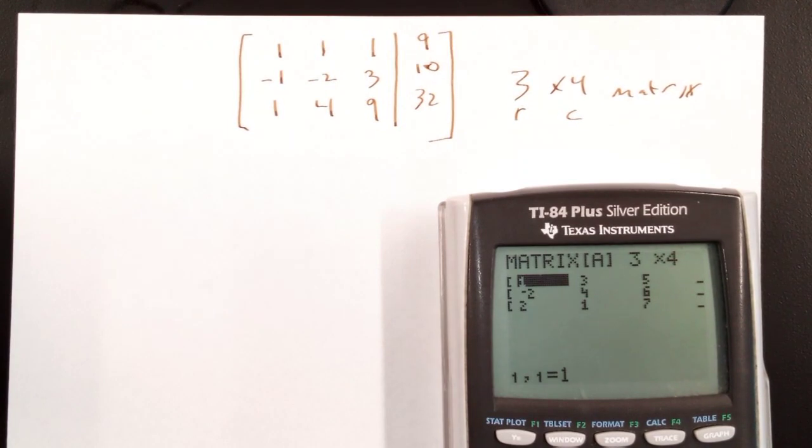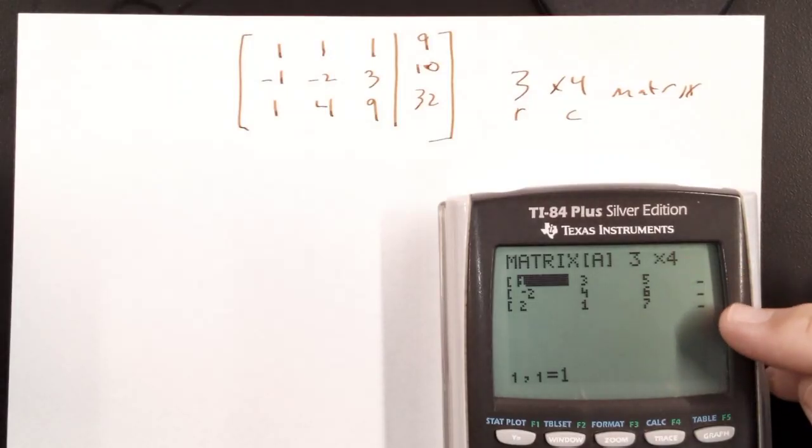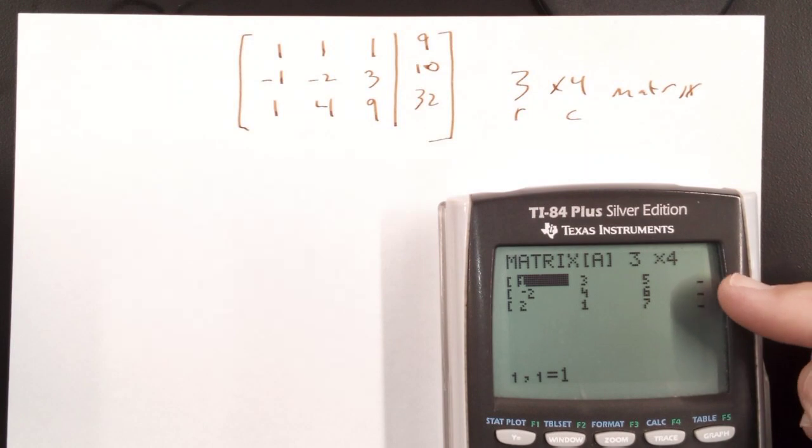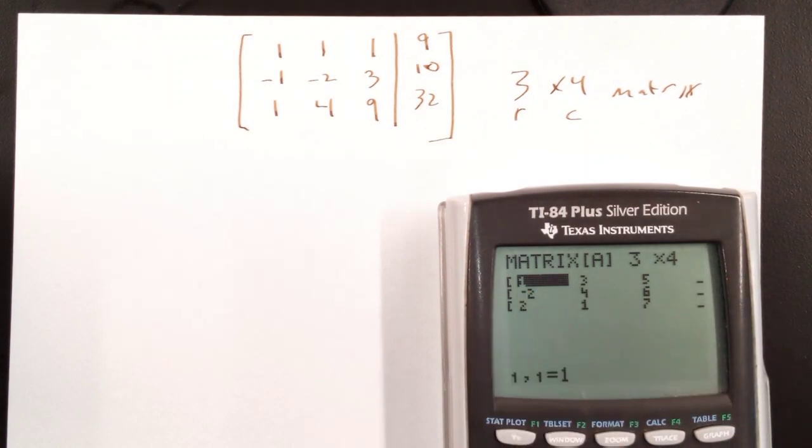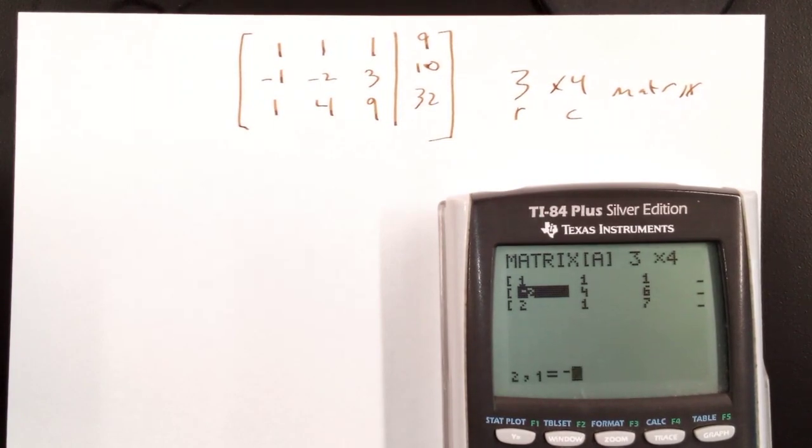And now I just have to type the numbers in. Every time I hit enter, it's going to go across the row. When I reach the end of a row, it's automatically going to wrap back around. See these little dots here? That's what tells me there's a 4th column across the edge. So 1, 1, 1, 9. That's the first row. Second row, -1, -2, 3, 10. Last row, 1, 4, 9, 32.